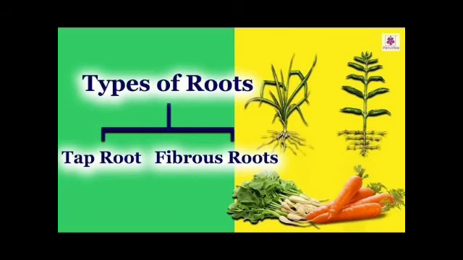Roots can have different shapes and sizes. A root does not always have the same size or structure. It grows away from the sunlight. Sunlight does not directly get to the root. There are two main types of root: the first one is tap root and the second one is fibrous root. Let's see one by one.